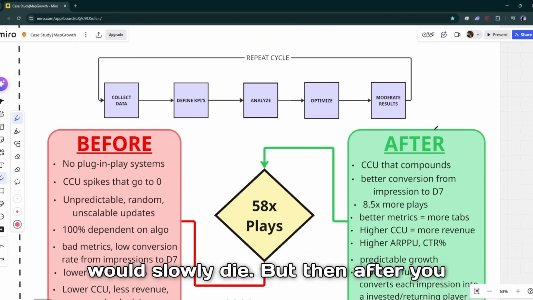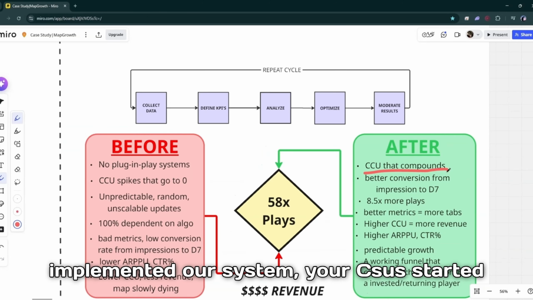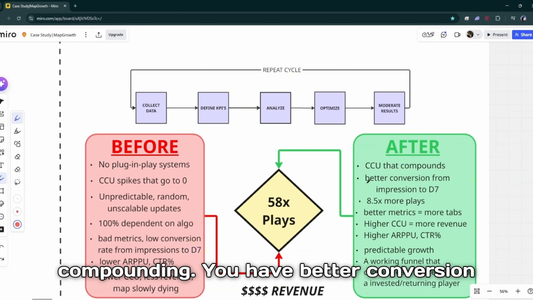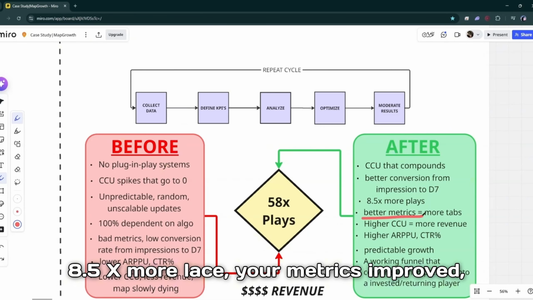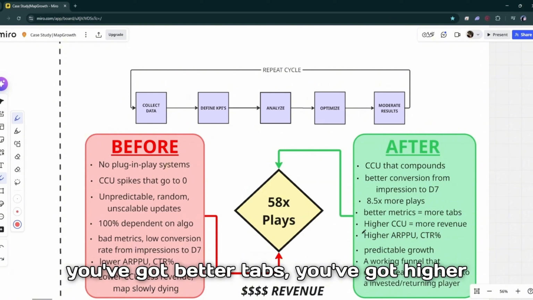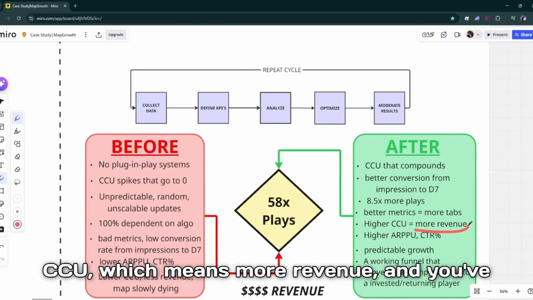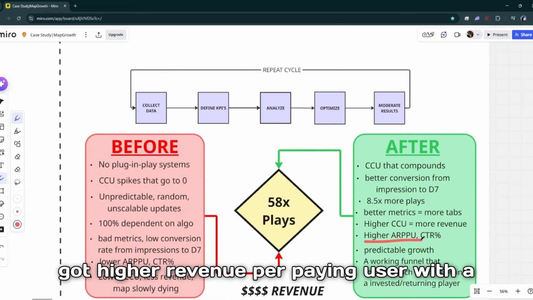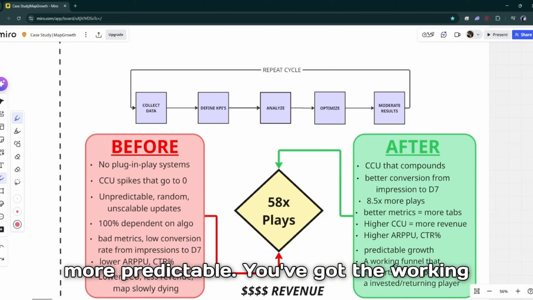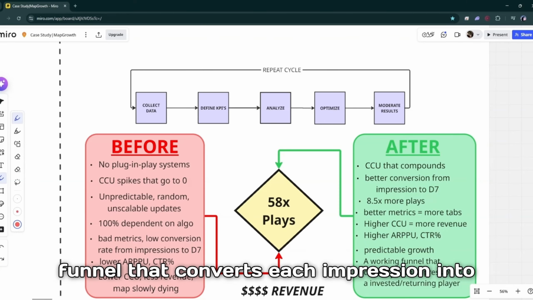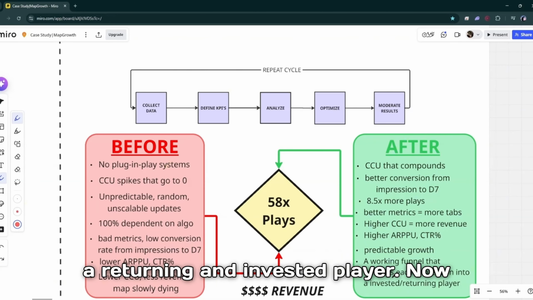But then after you implemented our system, your CCUs started compounding, you have better conversion from impressions to day 7, you got 8.5x more plays, your metrics improved, you got better retention, you got higher CCU, which means more revenue, and you got higher revenue per paying user with a higher CTR. So at the end, the growth is more predictable, and you got a working funnel that converts each impression into a returning and invested player.